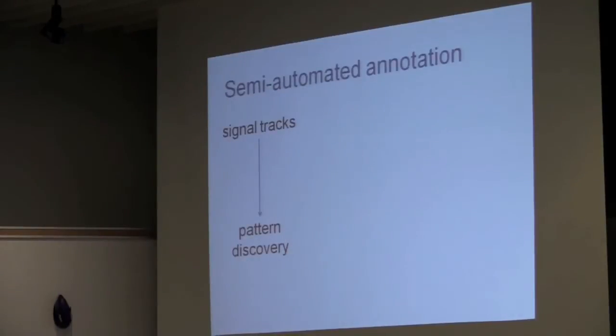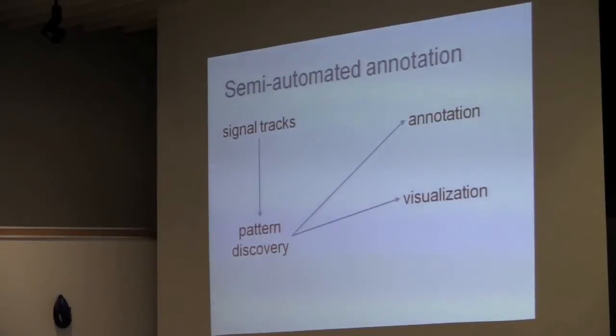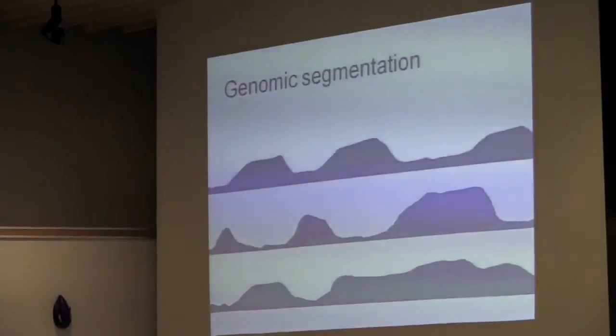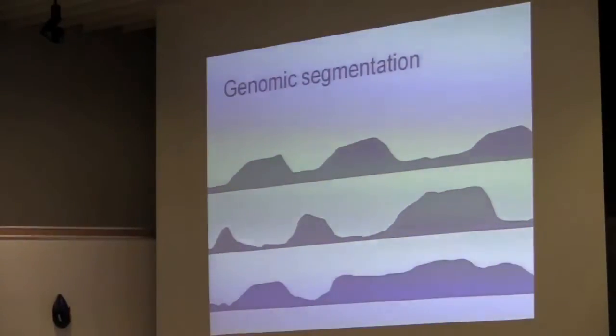So semi-automated genomic annotation, you start with a series of signal tracks, and then you do pattern discovery. And when you discover the patterns, you can use them to annotate the genome. You can use them to visualize really complex multivariate data in a simple, human understandable way. And you can use it to help interpret bits of the genome. Say, if you have a SNP that you know is associated with some sort of disease you're interested in, and you want to know what its molecular role is, you can use something like this tool to help you figure out what is going on there. So I'm going to show you how this technique works through a cartoon process first, and then we'll get more into the details after that.